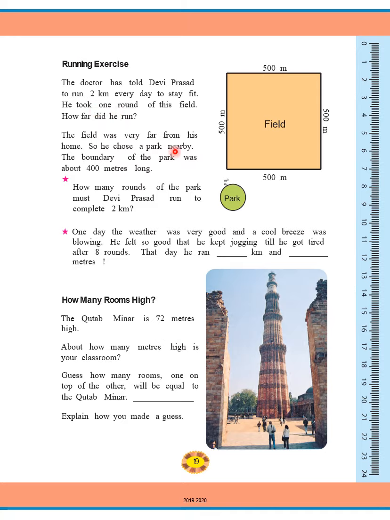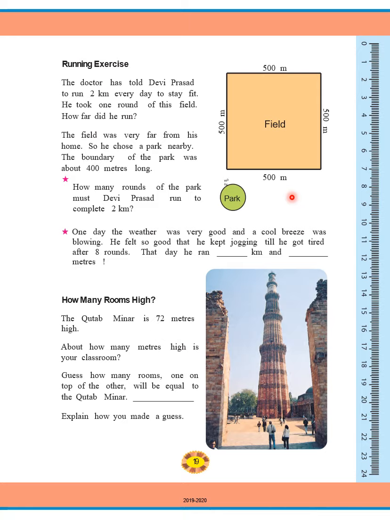The field was very far from his home, so he chose a park nearby, and the boundary of the park was about 400 meters long. So the boundary of this park is 400 meters long. And the first question is, how many rounds of the park must Devi Prasad run to complete 2 kilometers? So the length of the park is only 400 meters.